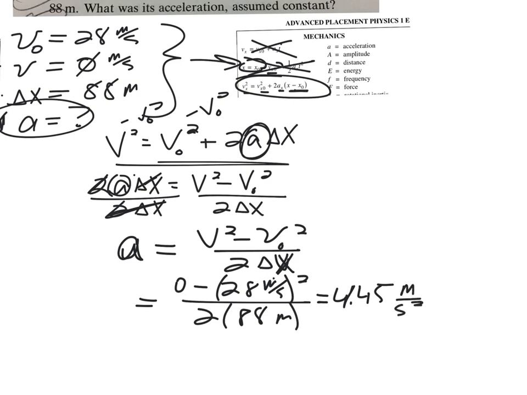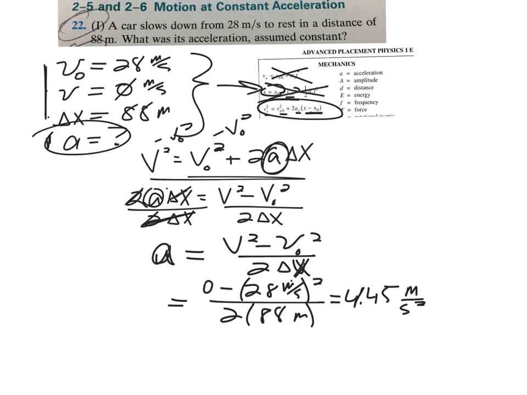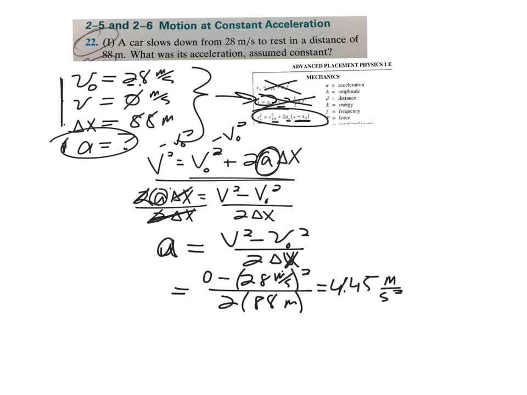Now, final thing, I'm going to take a look at my SIGs, and I notice that all of the numbers that I put into this have 2 SIGs. So that means my final number should be rounded down to 2 SIGs. So that is going to be 4.5 meters per second squared. Final answer.